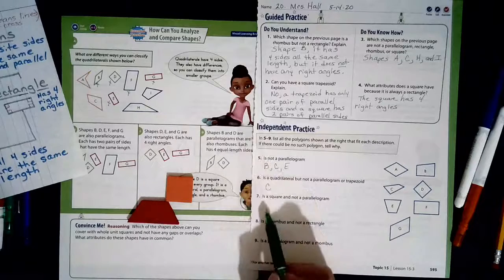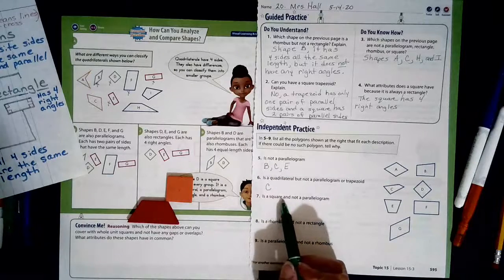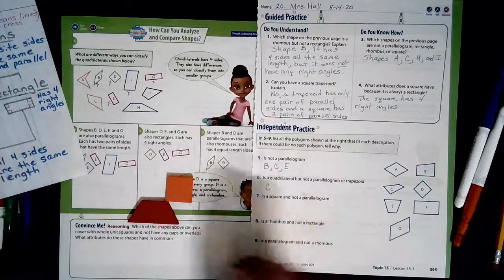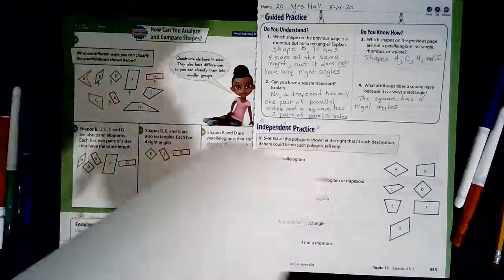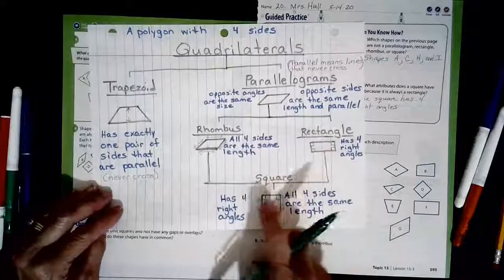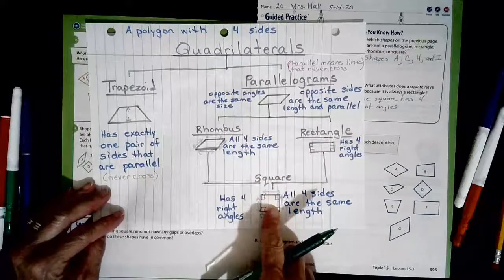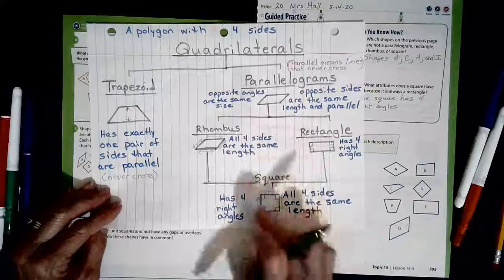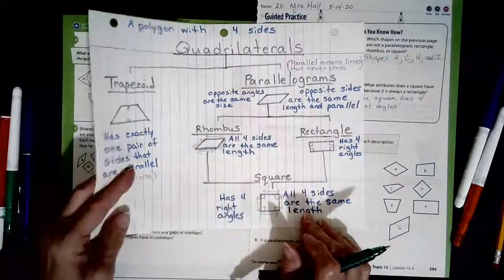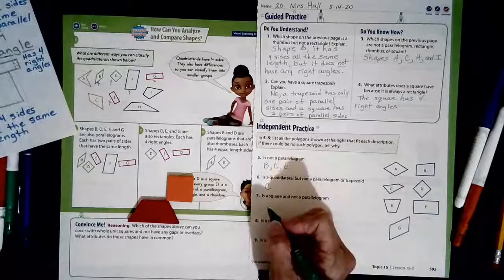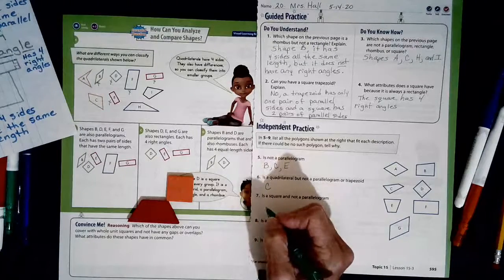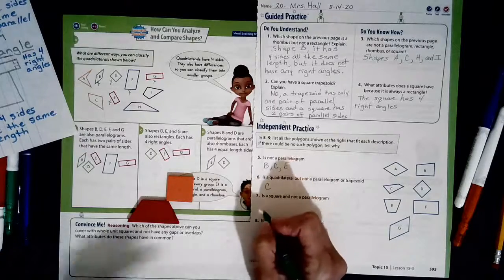Now let's look at number 7. It says list the shape that's a square but not a parallelogram. Boys and girls, this is one of those trick questions. Take a look at this. Do you see the square? Is it a parallelogram? Is there any way for a square not to be a parallelogram? No. So this is one of those that there's not a shape. So we're going to write, there can be no such polygon.